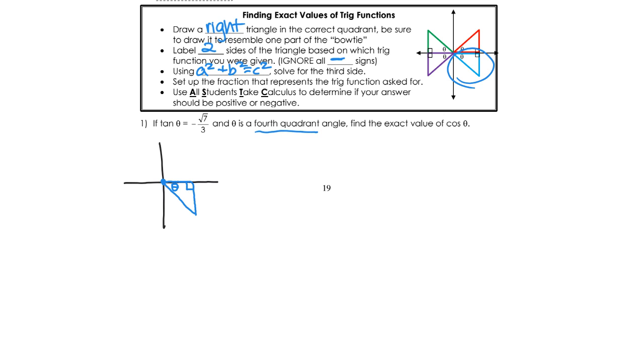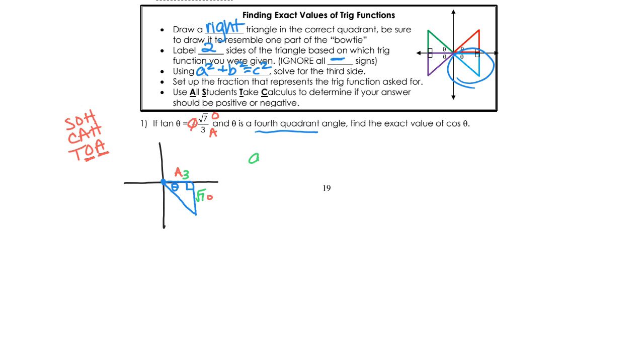Because they gave us the tangent theta, we know that according to SOHCAHTOA, some old horse caught another horse taking oats away, that tangent is opposite on top, adjacent on the bottom. So this is our opposite and this is our adjacent. And remember they said to ignore all negative signs. So in our right triangle down here, this would be my opposite side and this would be my adjacent side. And we know that the opposite side is the square root of 7 and that our adjacent side is 3.